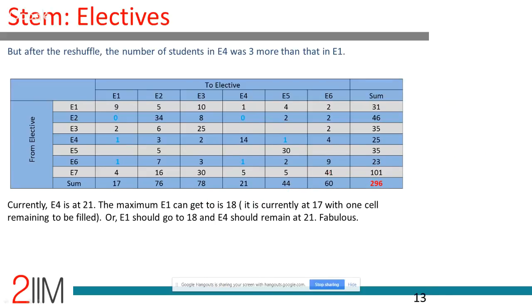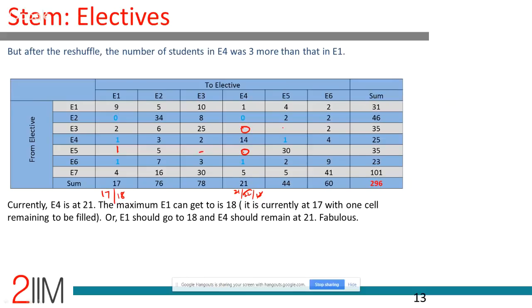After the reshuffle, the number of students in E4 was 3 more than that in E1. E4 is 21 or 22 or 23. E1 is 17 or 18, only one empty cell. The maximum E1 can be is 18. The minimum E4 can be is 21. We are through. We are home dry. E1 cannot be 22 because then the difference would be 4. What this tells us is this should be maximum. This should be minimum. These two are not possible. It should be a 0. It should be a 0.